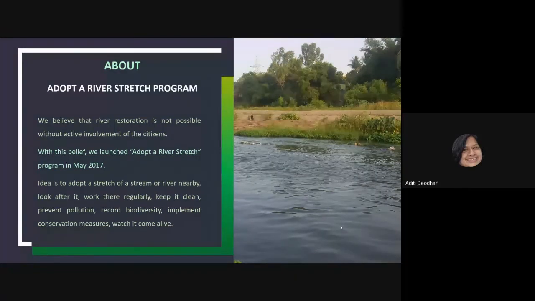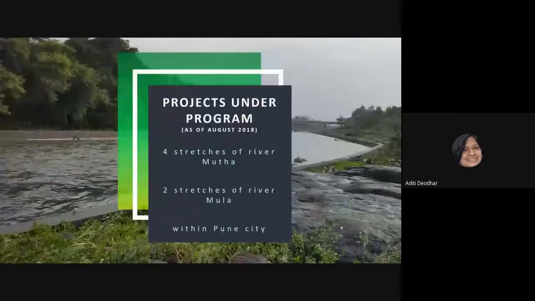It is Adopt a River Stretch. It was launched in May 2017. Now all the projects under this program have completed 3 years, and they're going strong, I'm proud to say. I will just tell you about what we did here. Currently we have 4 stretches of Mutha River and 2 stretches of Mula River under this program. And inspired by this idea, some people have adopted river stretches in other cities also.